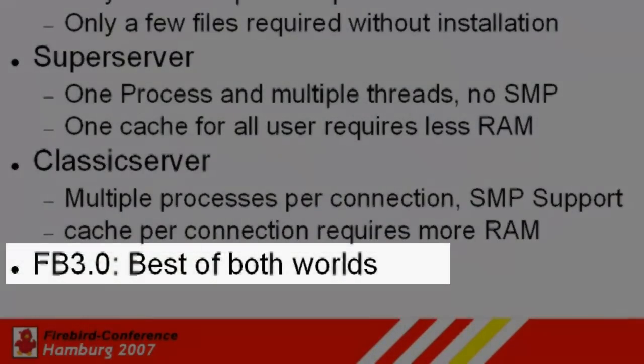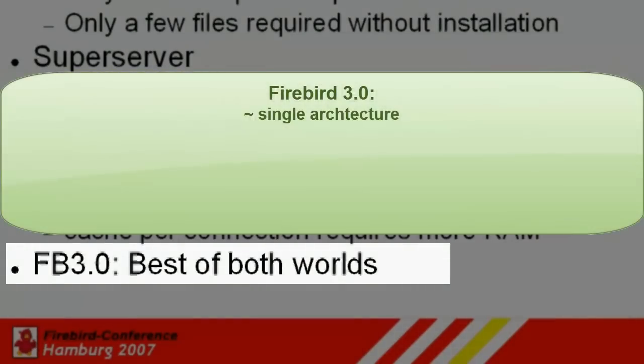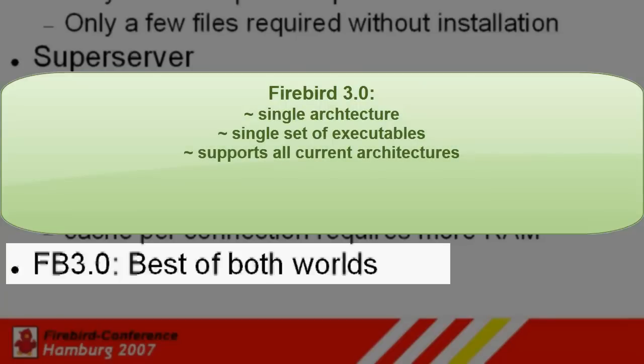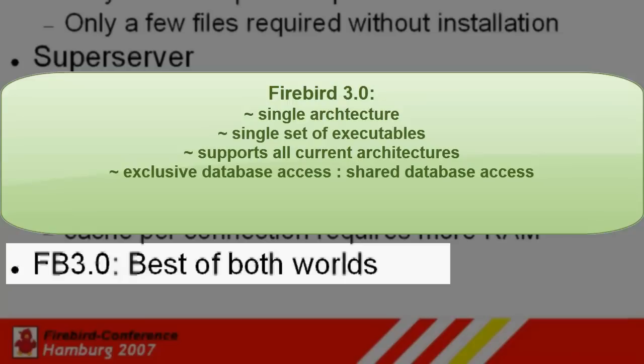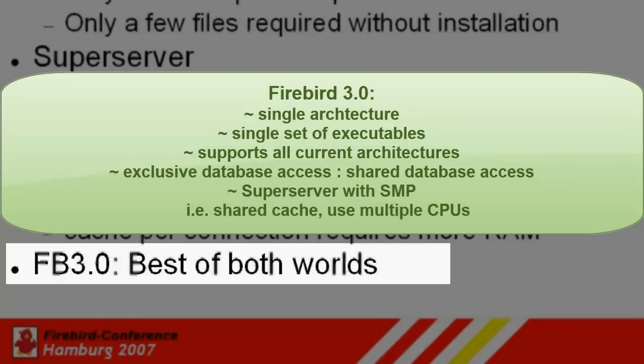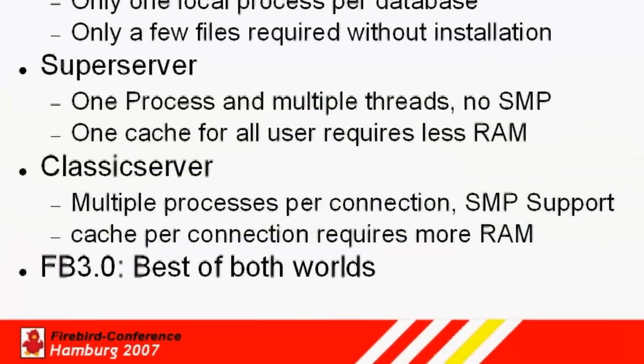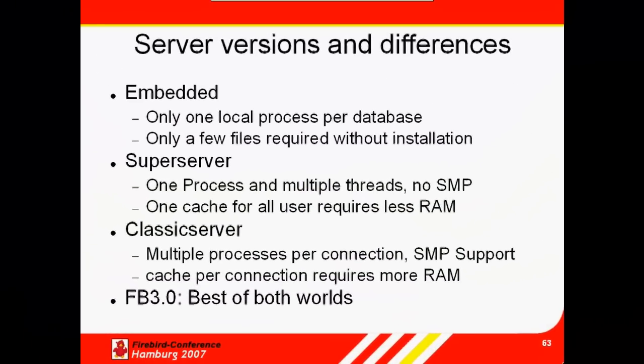Firebird 3 intends to offer the best of both worlds. It is intending to have a single architecture and a single set of executables supporting all current architectures. In particular, two basic modes would be exclusive database access and shared database access. It will offer a Super Server that offers SMP, symmetrical multiprocessing support. That means it will offer a shared cache but will be able to use multiple CPUs. So, that was our introduction to the Firebird server versions and their differences.